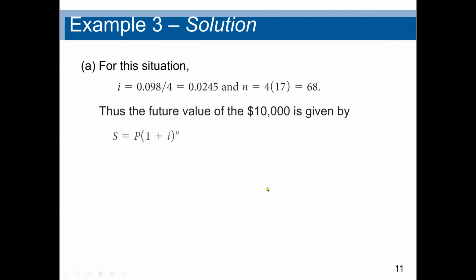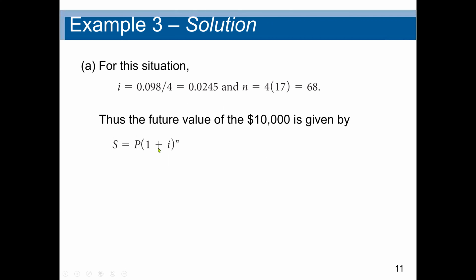So now we can find S equals P times (1 plus i) to the power N. Our 10,000 is given. We have 1 plus i, which will be 0.0245, which is 0.098 divided by 4 because it's quarterly. And our N will be 17 years, and since it's quarterly, multiplied by 4, we get 68. If we use the calculator, our final result will be $51,857.70.